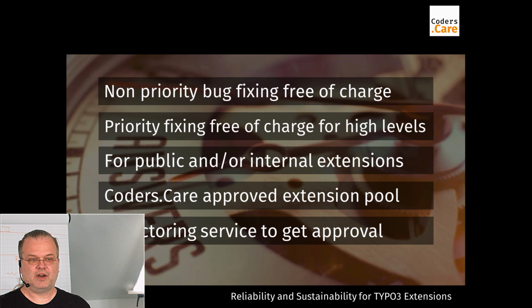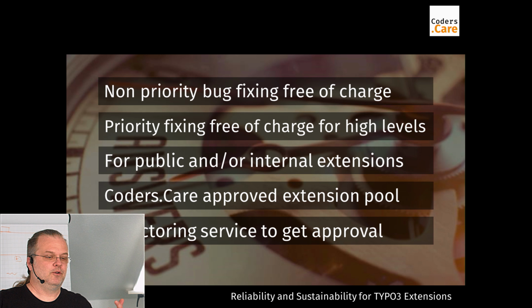And we have non-priority bug fixing free of charge. So actually it's the same as the service level agreements provided by the TYPO3 company. There is priority fixing free of charge in higher levels, because when you pay a lot per month, you expect to be serviced on a high priority.